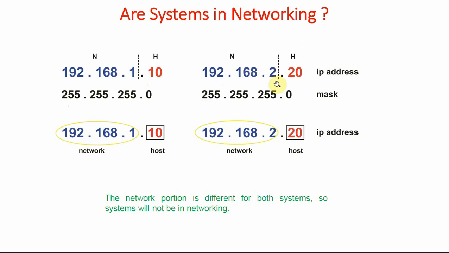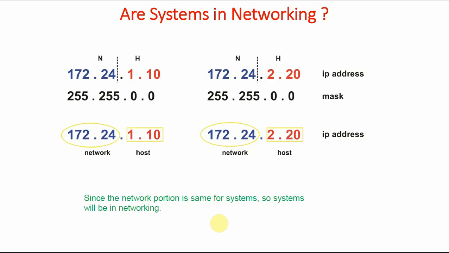Same way when we are talking about this, again this is our network. Now look at this, this is your network in the first system. What is the network? 192.168.1, and in this case the network is 192.168.2. Because this network and this network are different, the systems are not going to be in networking.